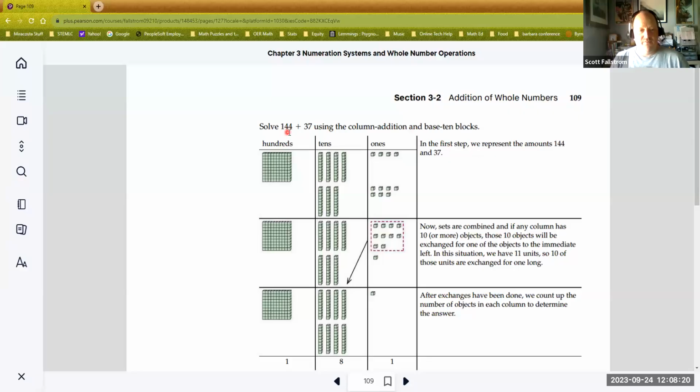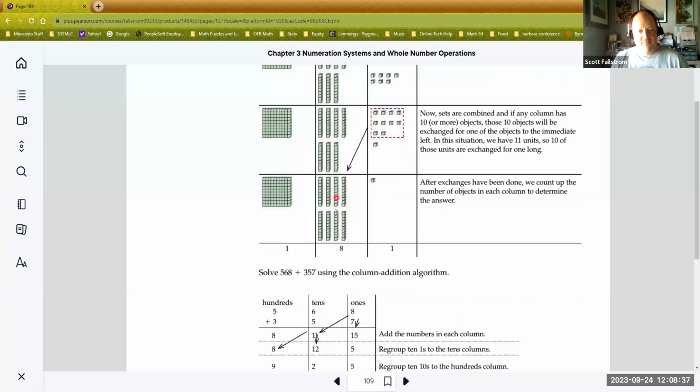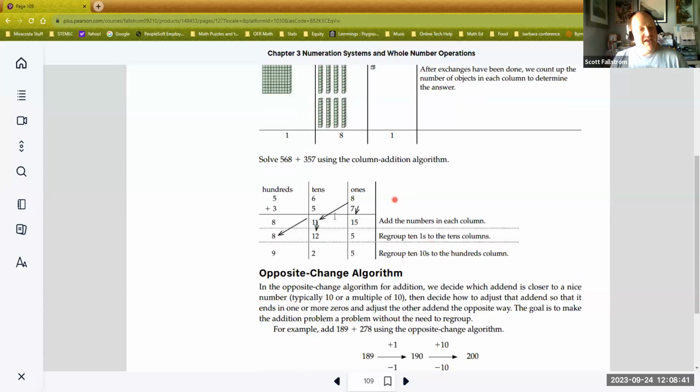Okay. 144 plus 37, this is column addition, and they're using the base 10 blocks. So what they do is they create the columns instead of just leaving them floating on the desk, and then you can regroup. So you take 10 and you trade it. You see from this step to the next, I now have one additional 10 block. Okay, so 181 is my total.